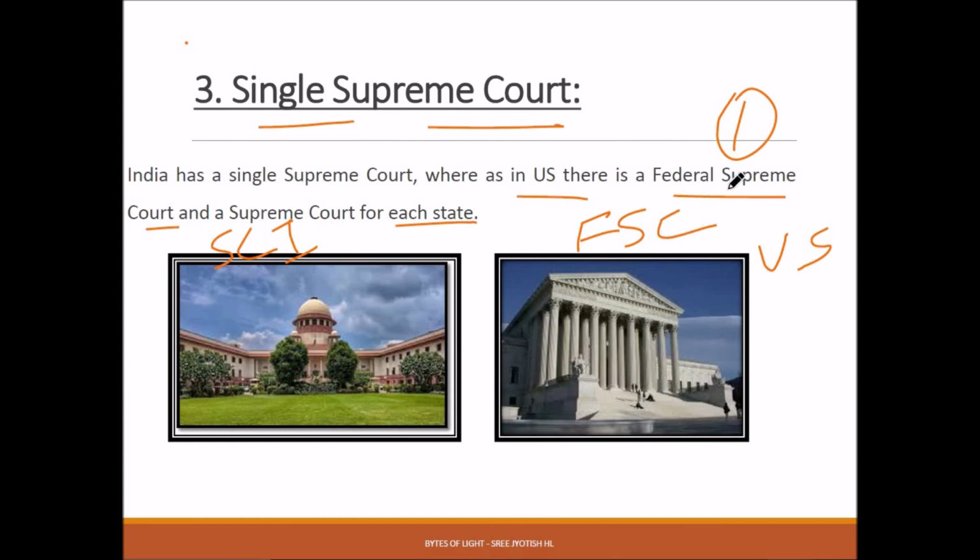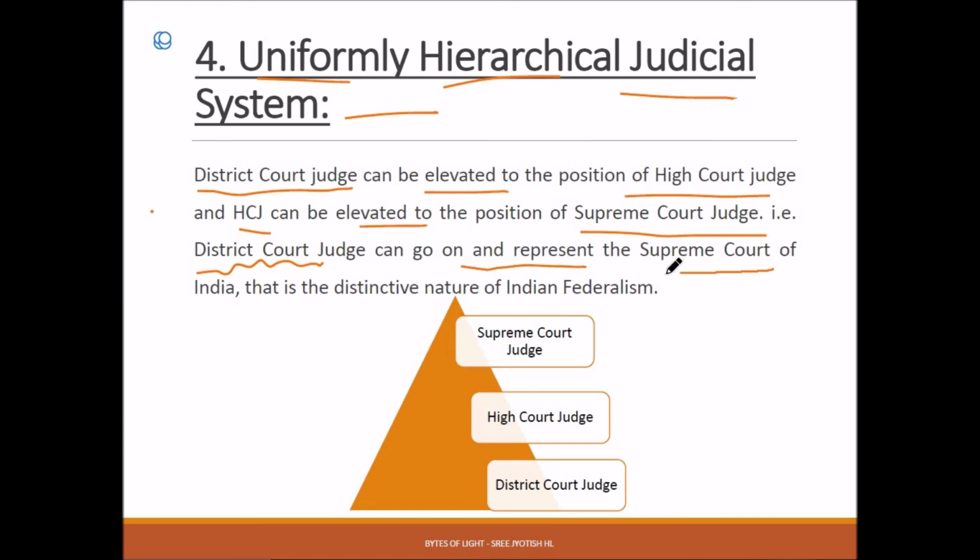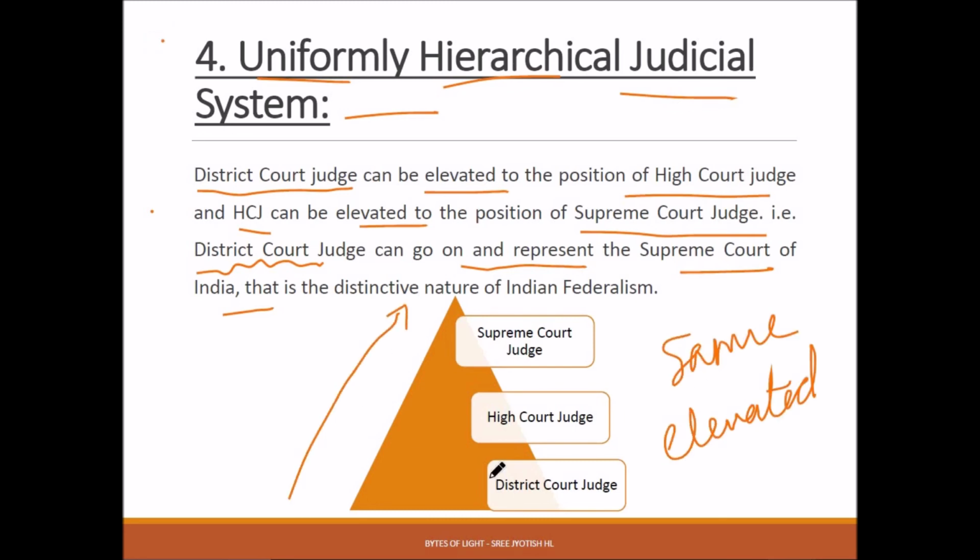Coming to the fourth one, we have a uniformly hierarchical judicial system. That is, a particular district court judge can be elevated to the position of high court judge and the high court judge can be elevated to the position of Supreme Court judge. That is, the district court judge can go and represent the Supreme Court of India. That is a distinctive nature. That is, the same person can be elevated and the person can go and represent from the district court to High Court to Supreme Court.